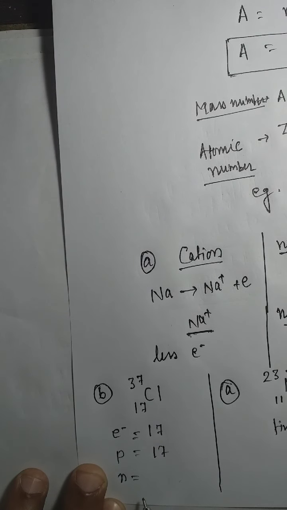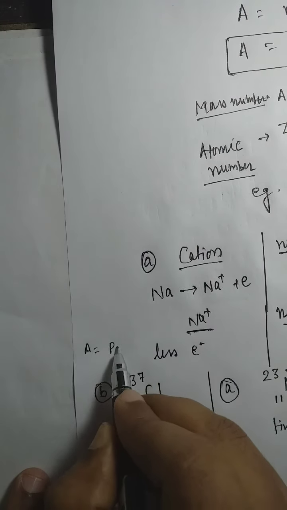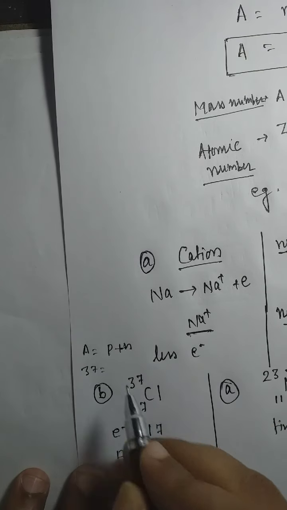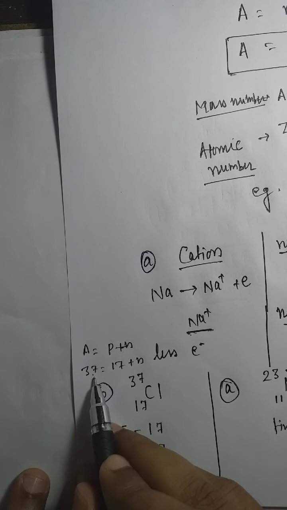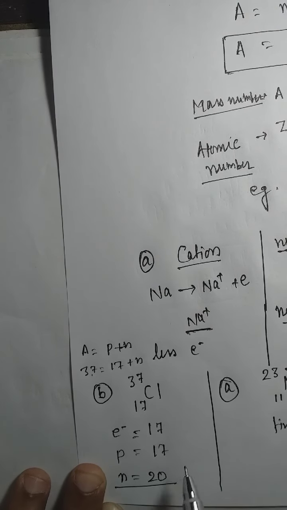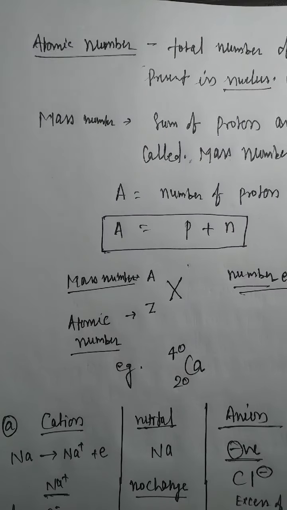And now it's time to calculate our number of neutron. How do we move with the number of neutron? By using the formula A is equal to P plus N. A is 37, the mass number, P is 17, plus number of neutron. 17 you will take to the left hand side, and the number of neutron is 20. So this is the way you will calculate whatever question is contained in NCERT. We will solve on the basis of this calculation. Small calculation we require and find all the results easily.